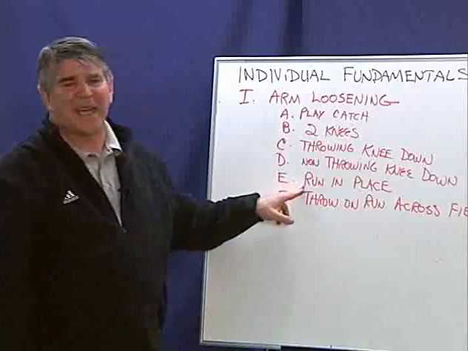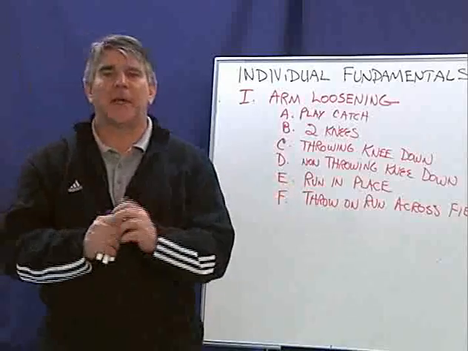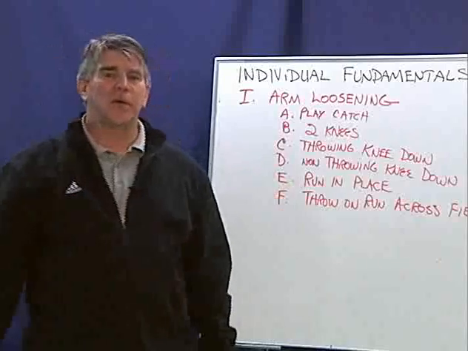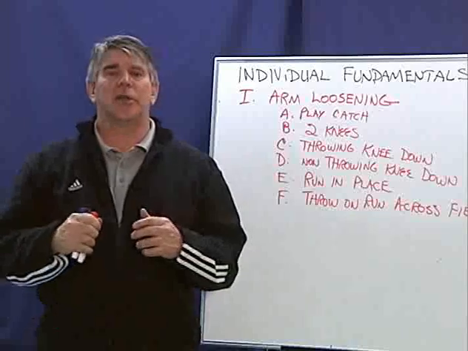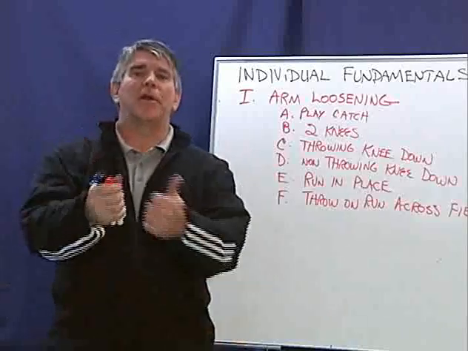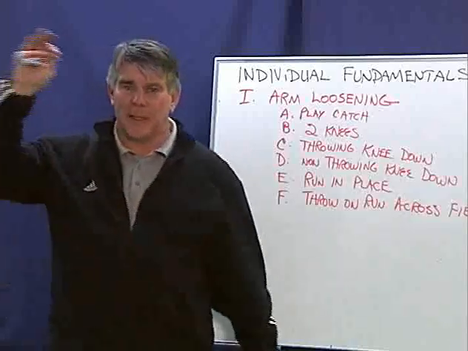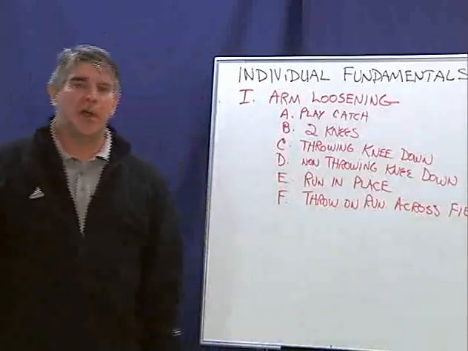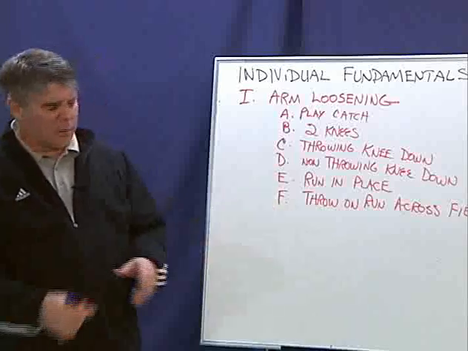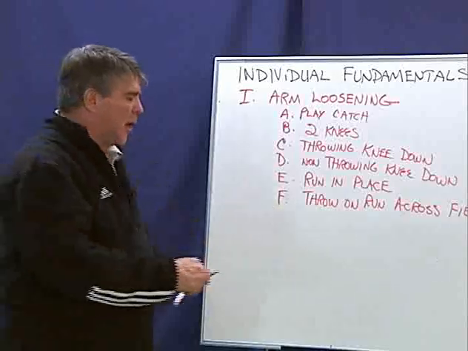A very fine accuracy drill is to run in place and throw the ball back and forth to each other. So they can run in place and play catch, and then you can also run forward while your partner runs backwards. So you're running, throwing the ball, and following the flight of the ball to practice throwing the ball on the run. And then obviously we would also work on throwing the ball across the field.